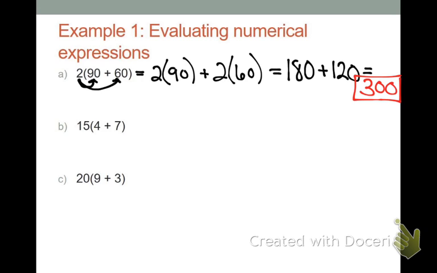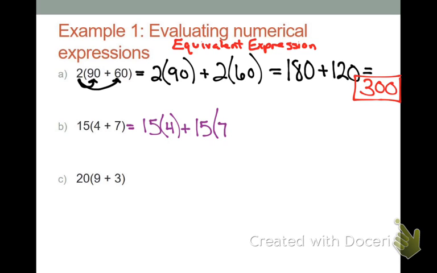All right, so if I'm writing, and this is what I call an equivalent expression. Okay? The second step right here. You're going to see that term a lot. If I'm writing an equivalent expression for B, all right, what would I write? What would I write as an equivalent expression for B? 15 times 4 plus 15, very good, times 4 plus 15 times 7, okay? 15 times 4 plus 15 times 7.